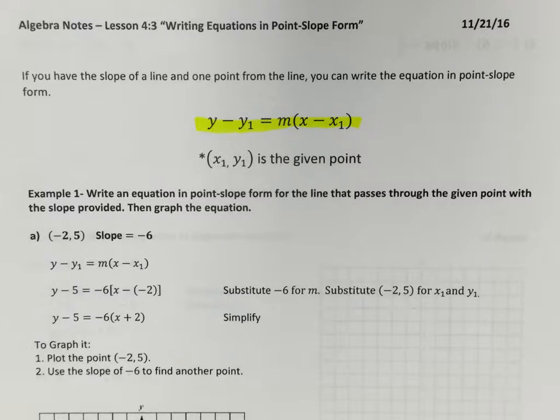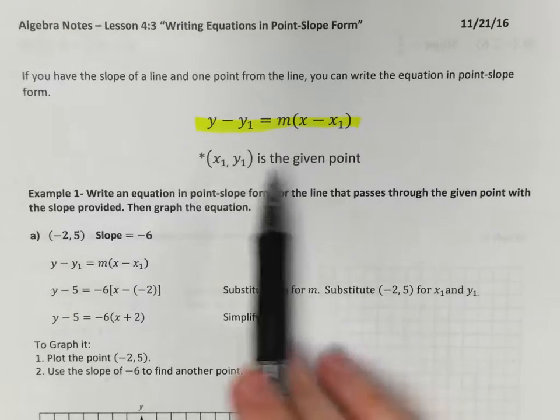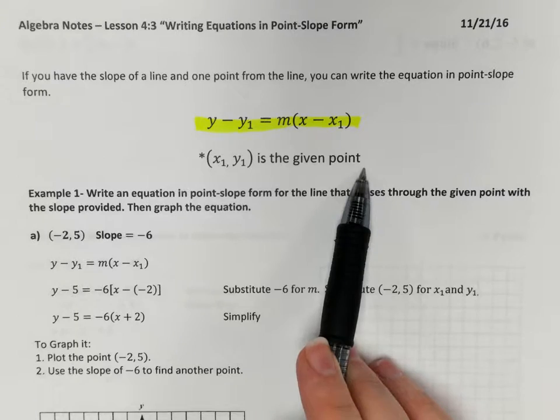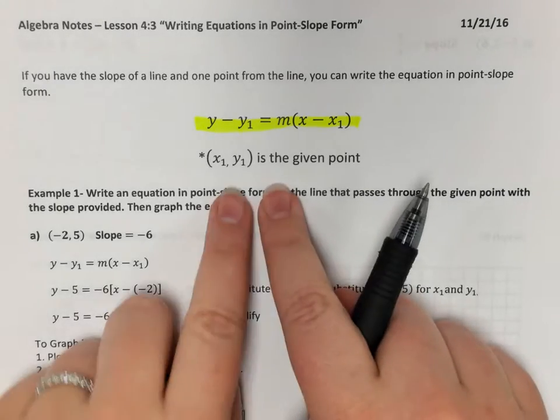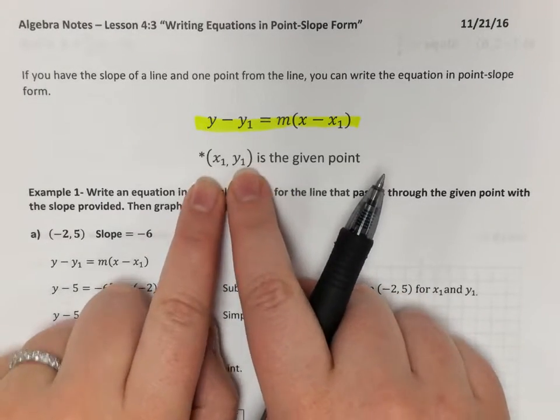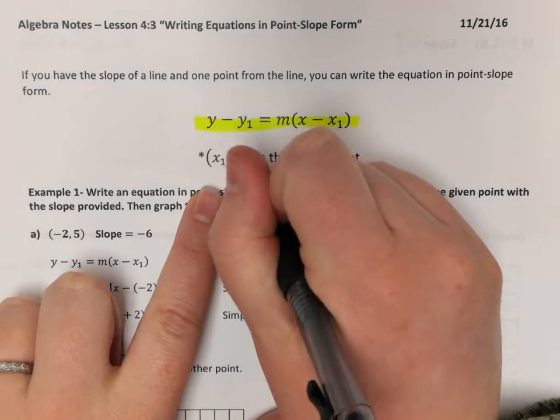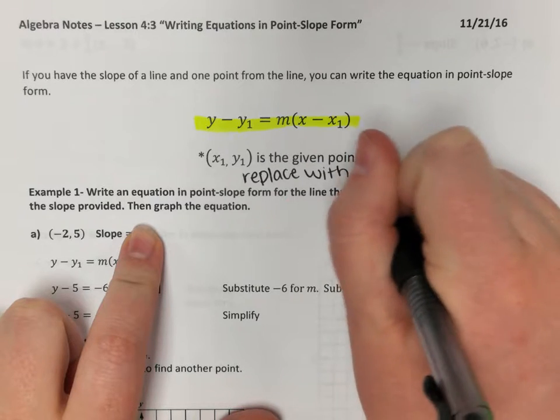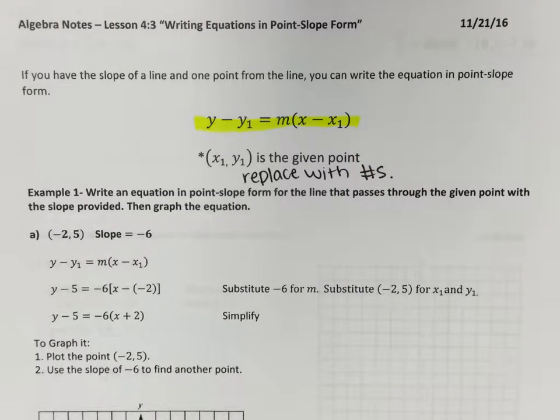Okay. So, point slope form, this is your formula here. Do y'all see right here where it says x1 and y1 is the given point? Yes, okay. So, what we're going to do is replace x1 and y1 with numbers. Not hashtags, with numbers. Okay.